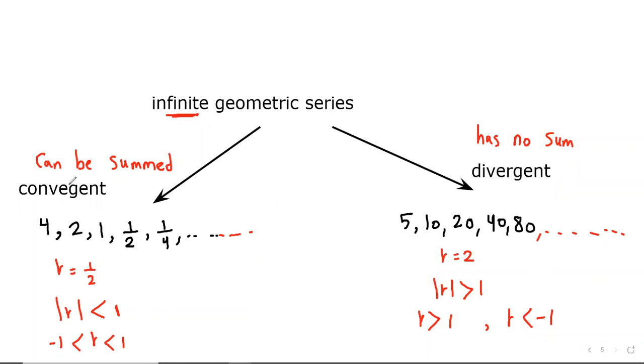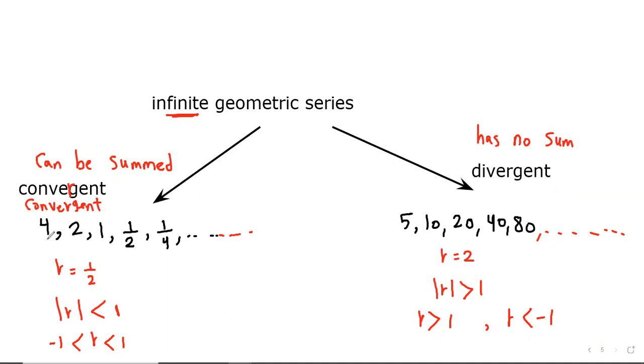We have 2 types of infinite geometric series. Convergent: the convergent series can be summed. We can find the sum of this series. It's called convergent. And the second type is divergent. The divergent series has no sum. We couldn't add all these terms of the sequence, so it has no sum.